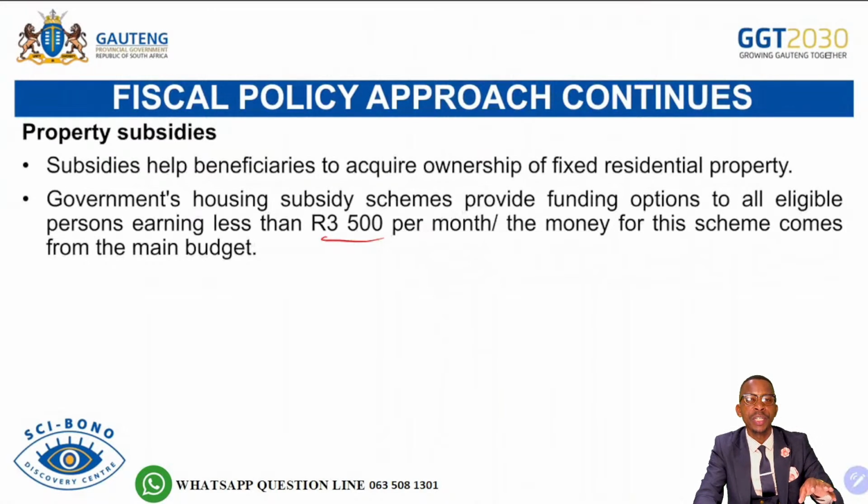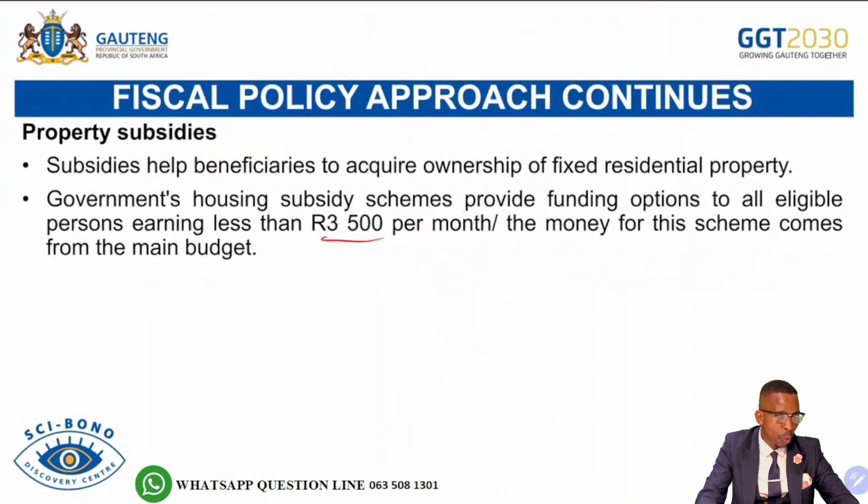Now, the question is, how does the private sector intervene to ensure that people are able to own fixed property? The private sector intervenes, especially the banking sector, by providing or extending mortgage bonds or loans for people to be able to afford houses. Whenever people want to buy houses, they don't have cash.